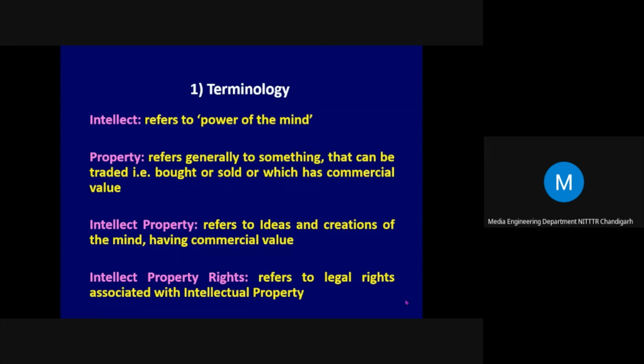What does property refer to? It refers generally to something that can be traded, that can be bought or sold, or we can say which has a commercial value. We have a plot, we can sell it. In exchange, in today's terms, we get money. In a barter system, somebody is cultivating rice. You share the rice produced with another party, who is producing wheat. They give you the wheat. But in the context of property, in today's terms, its trade is normally in terms of money.